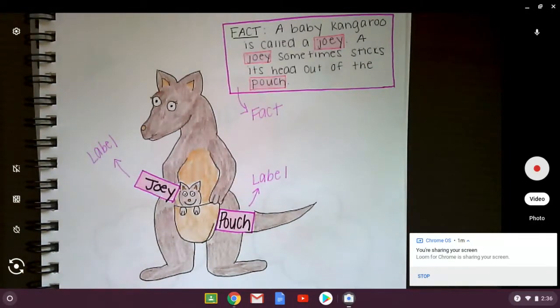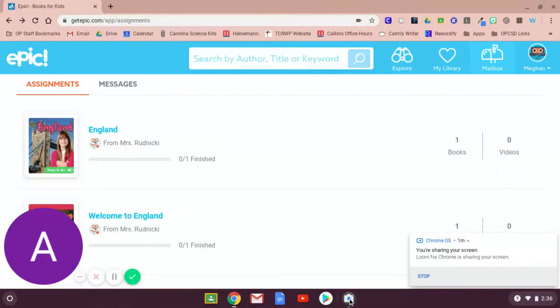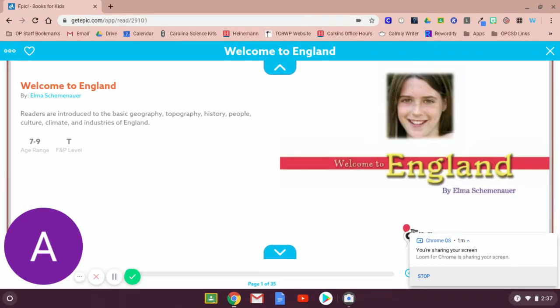So today we're going to explore that in our books, in our little book bins on Epic. If you go to Epic and you've already typed in our class code, you will go up to the mailbox, and in your mailbox you will see 3 books. Right now my mailbox is only showing 2, but there are 3, and we're going to click on Welcome to England. This is the book that we're going to use today to help us practice our labels.